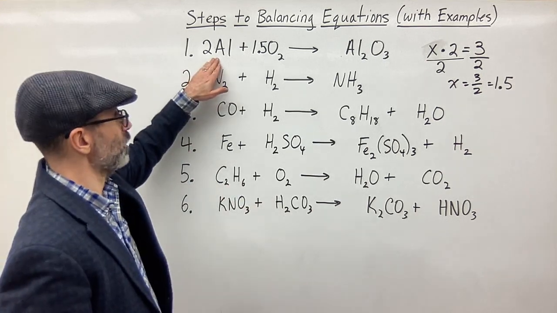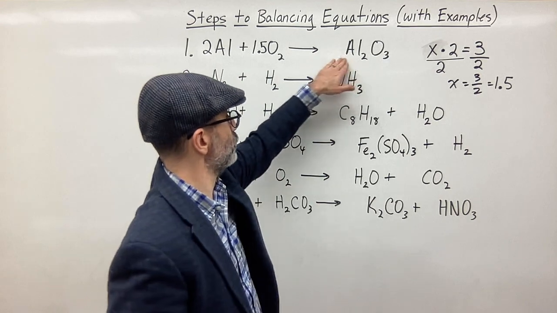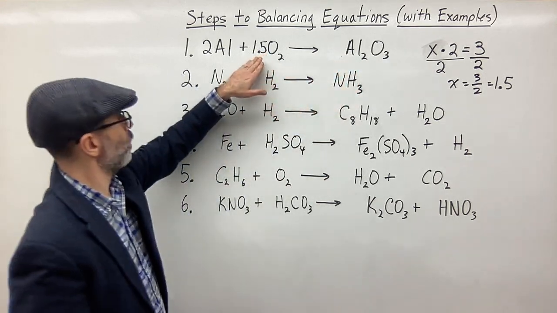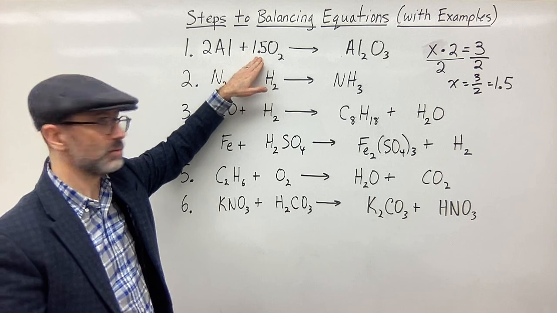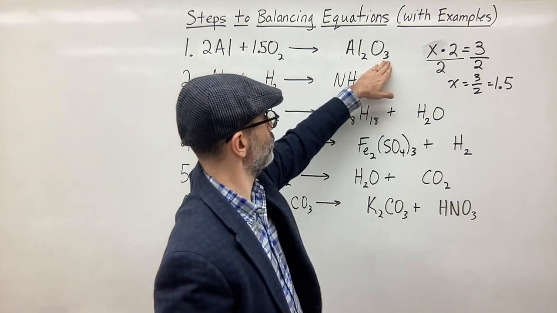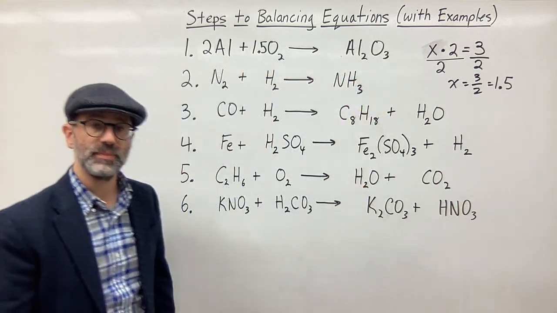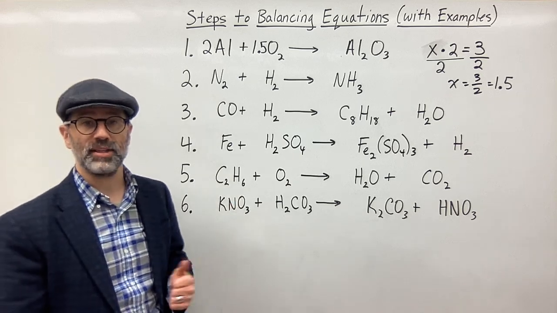So I have 2 aluminums. 1 times 2 is 2 aluminums. 1.5 times 2 is 3. 1 times 3 is 3. So it's balanced. Now, we don't want to keep it this way.